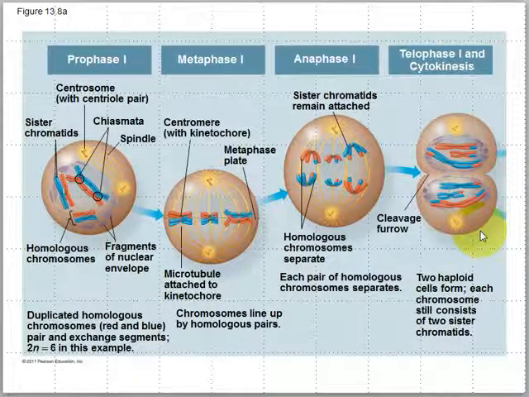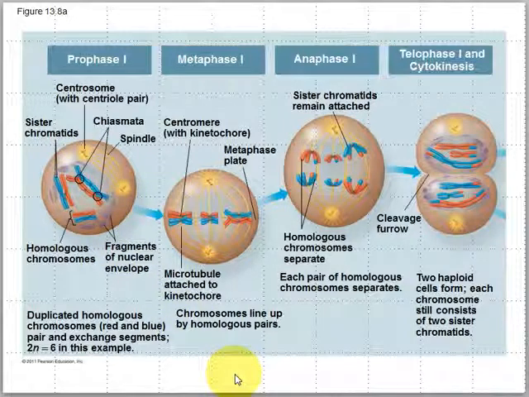So in your textbook, you can take a look on page, let me find the page for you. Looks like page 254 and 255. Great illustrations there. But you can kind of see what's going on. It's very similar to what happens in mitosis. You'll notice there's a little bit of funny stuff going on here where the homologous chromosomes are kind of overlapping each other. We'll discuss that in just a moment.